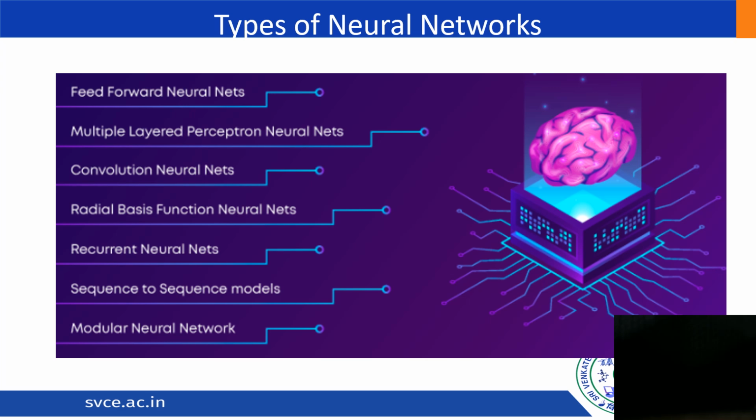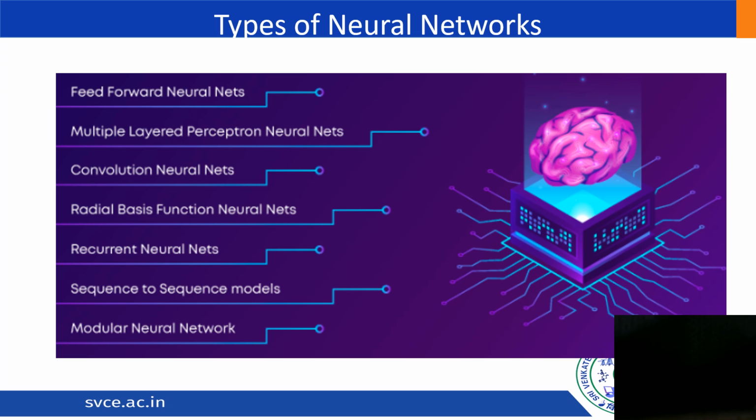And then convolutional neural networks. It is specialized for image processing and computer vision tasks. It uses convolutional layers to detect patterns, that is, edges, textures, etc. It is found in facial recognition, medical imaging, etc. Next one is radial basis function. It uses radial basis function as an activation function. It is good for function approximation and time series prediction.